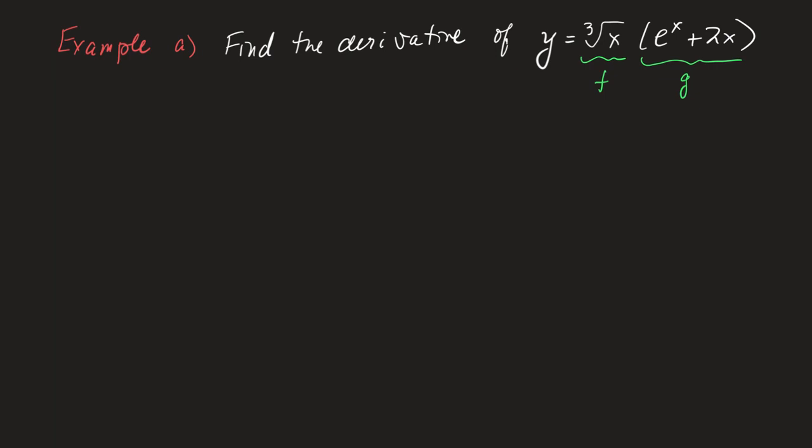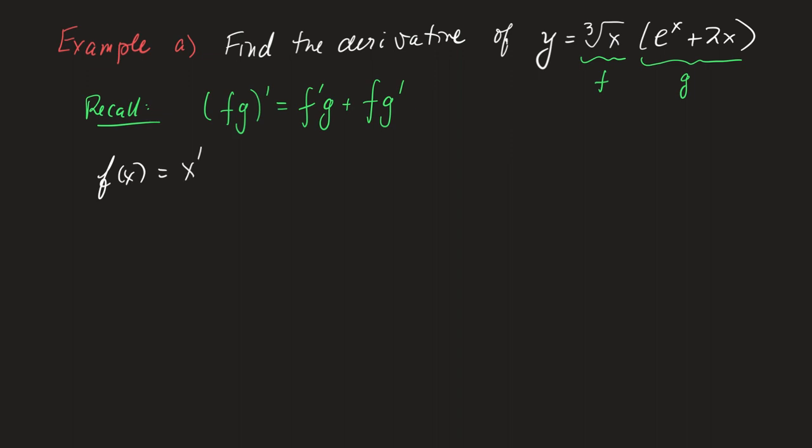If you're new to the product rule, you may want to work those out separately. So recall, there is the product rule, which we proved in class. So let's let f of x equal the cube root of x, which is x to the 1/3. It's better to write it like that because then it reminds us that we're going to use the power rule. And let's let g of x equal e to the x plus 2x.